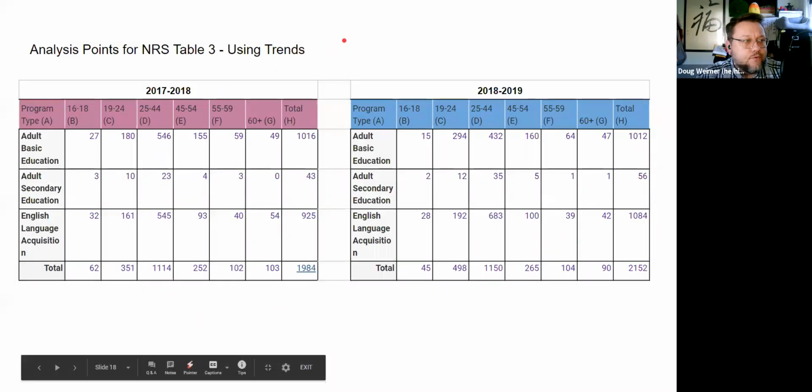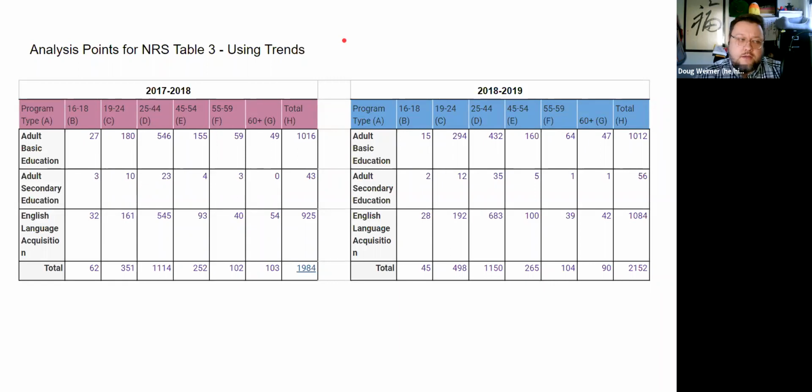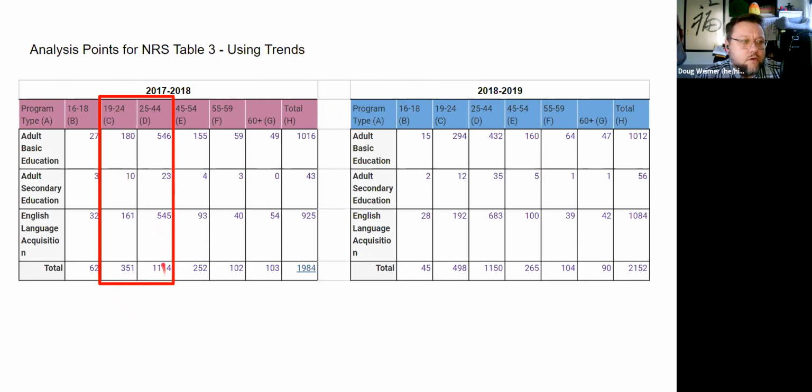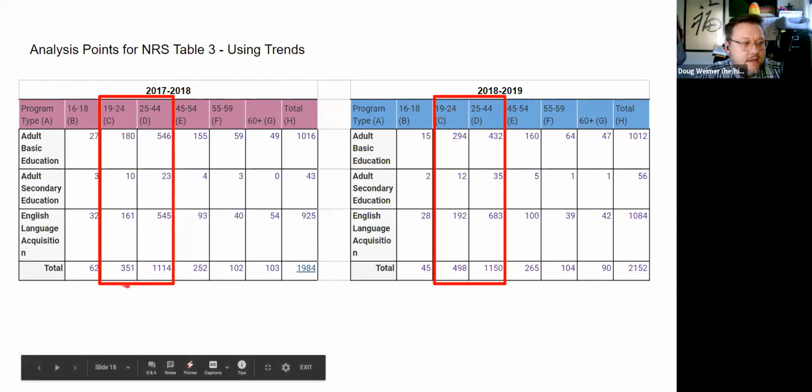I'm going to skip ahead to table 3 because table 2 also shows us demographic information. But table 3, let's say that we have 2 different program years of table 3. So here we have program year 2017 and here we have program year 2018. In program year 2017, we had 351 students in the 19 to 24-year-old category and 1,114 in the 25 to 44 category. In program year 18, we see that the 19 to 24 went from 351 to 498. The 25 to 44 went from 1114 to 1150.